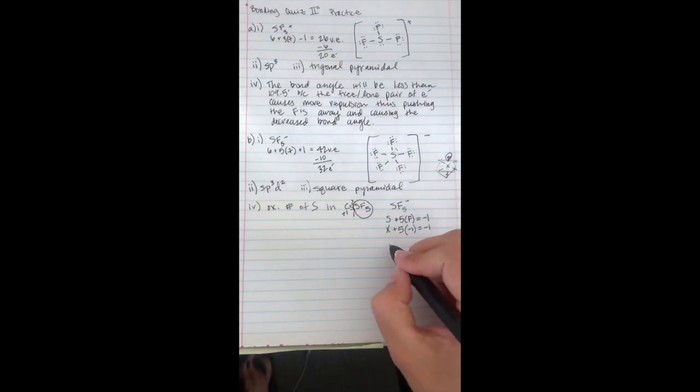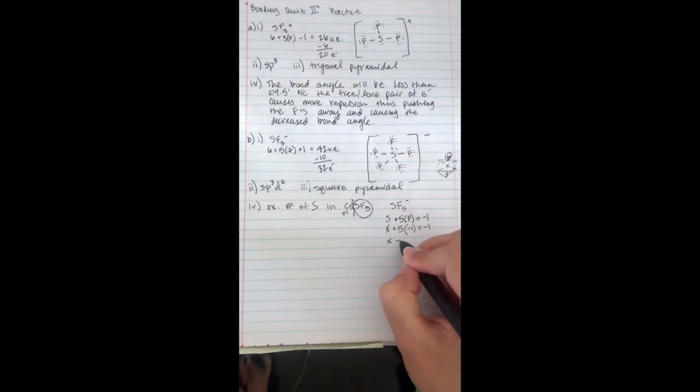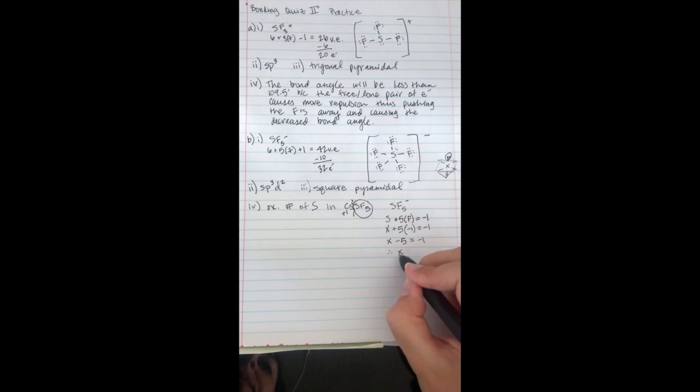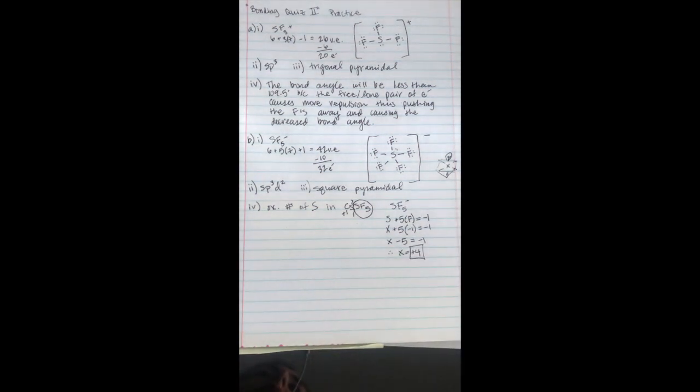So now I essentially have an easy algebra problem. x minus 5 equals -1. So then that must mean that x is +4. And that's our oxidation state of our sulfur.